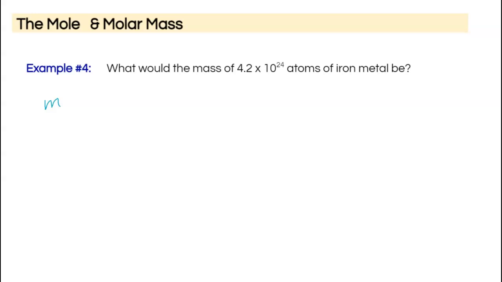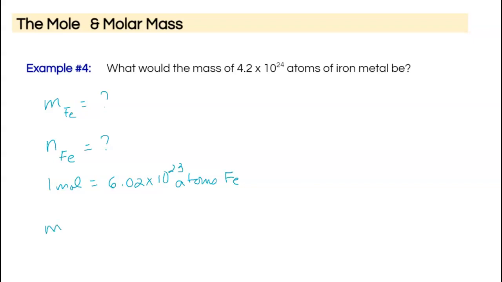So I'm looking for my mass of iron. That is my unknown. But I am given the number of atoms of iron. And I know that I can find my atoms if I know the number of moles of iron, because I know that 1 mole is equal to 6.02 times 10 to the power of 23 pieces. In this case, the pieces are iron atoms.